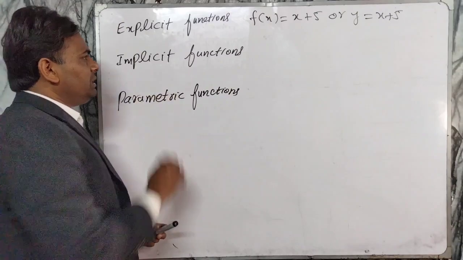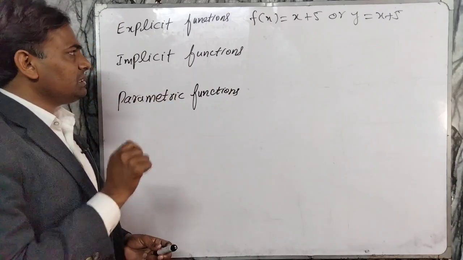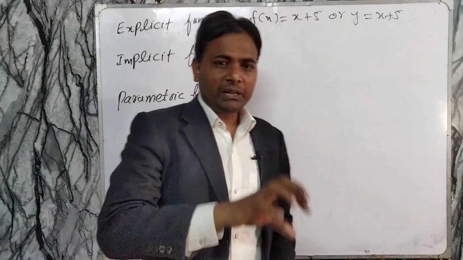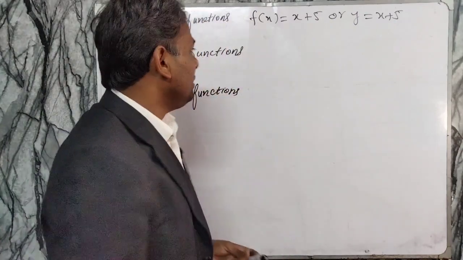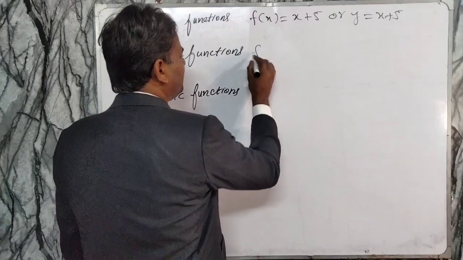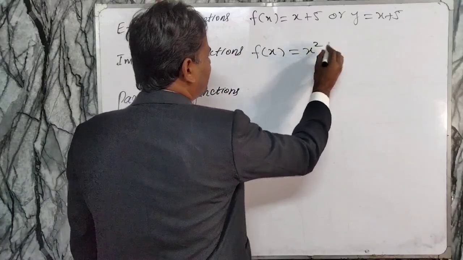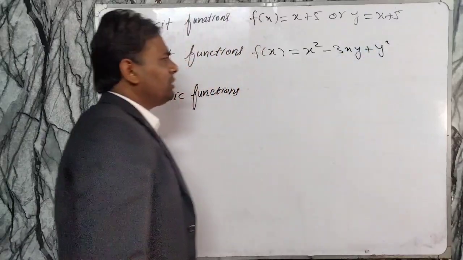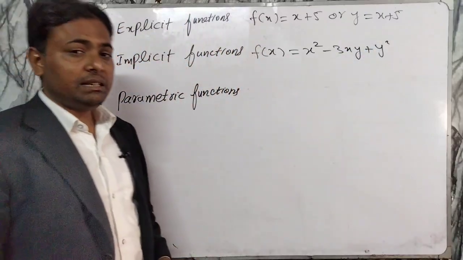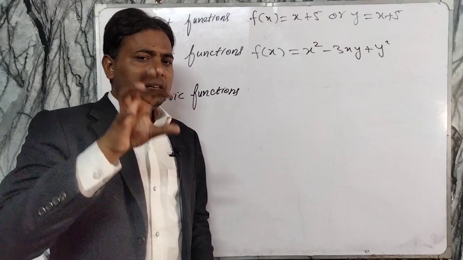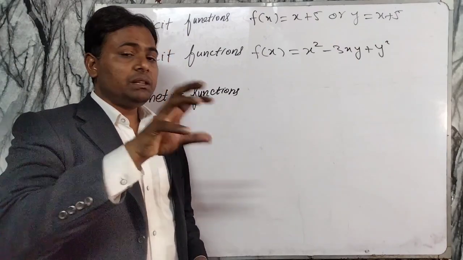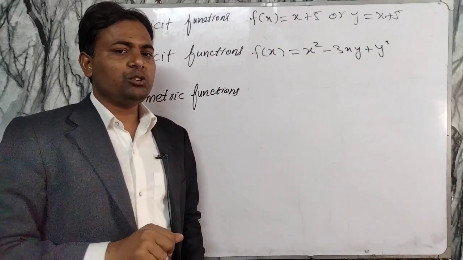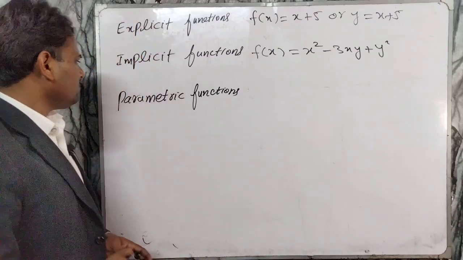And now come to the implicit functions. Implicit functions are those functions in which it's difficult to find out the dependent variable and independent variable. Let's suppose I write here a function f of x that is x square minus 3xy plus y square. Now look at this one. In this case it's difficult to differentiate between dependent and independent variable. In this case the function is said to be an implicit function.